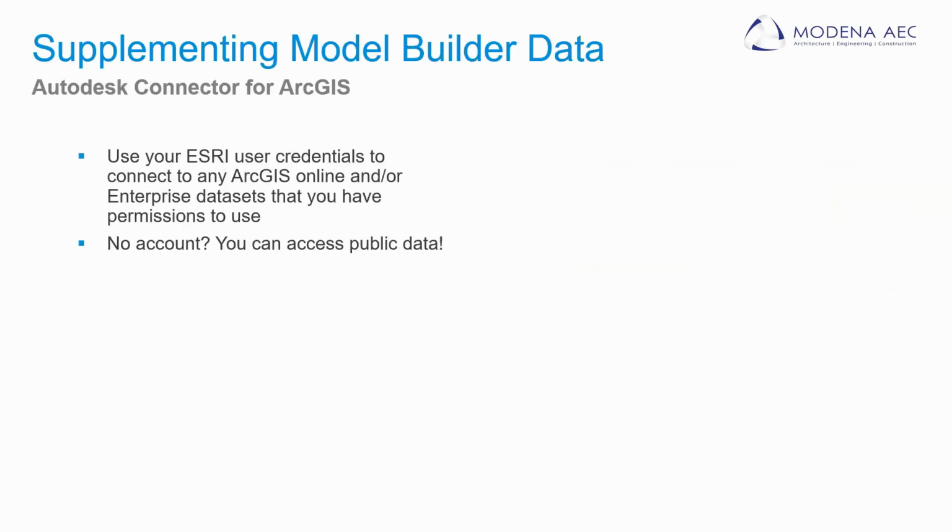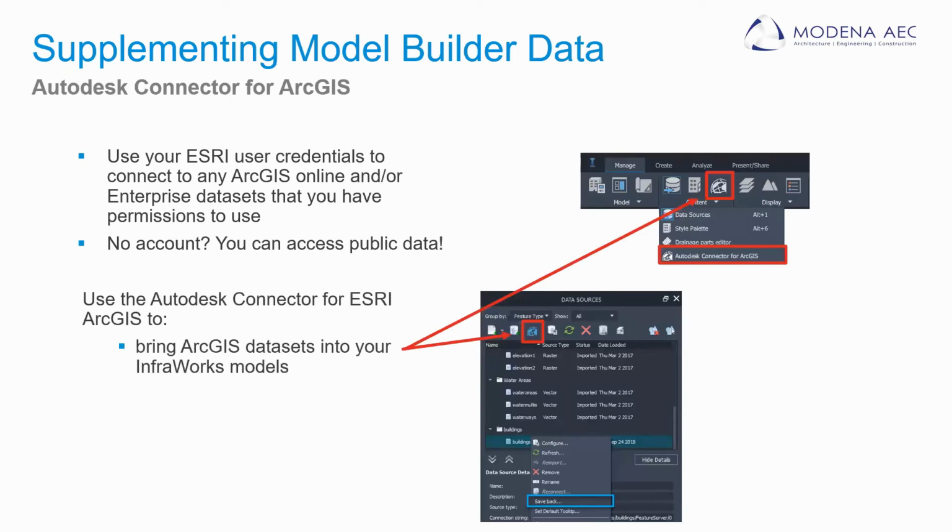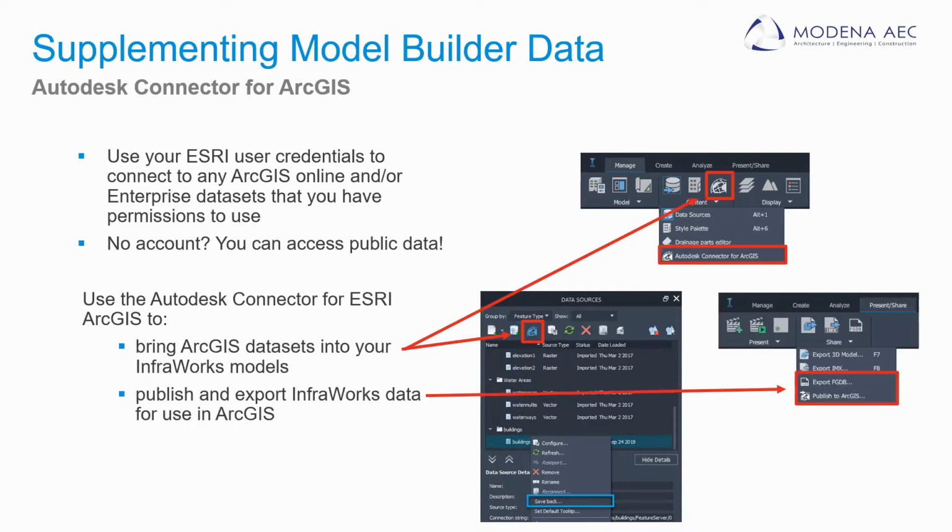When looking at Autodesk Connector for ArcGIS, you can supplement your model with information from Esri ArcGIS. You might need an account to import most information, although some of it may be publicly available. You can navigate to either the ribbon or data source manager to add GIS information into your model. And after modeling, you can publish this data back to either an FGDB, which is a file geodatabase, or directly to ArcGIS. You could also save back the edited content, depending on your level of permission on the Esri ArcGIS site.